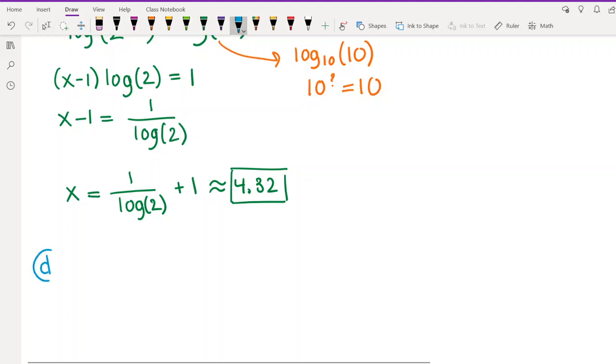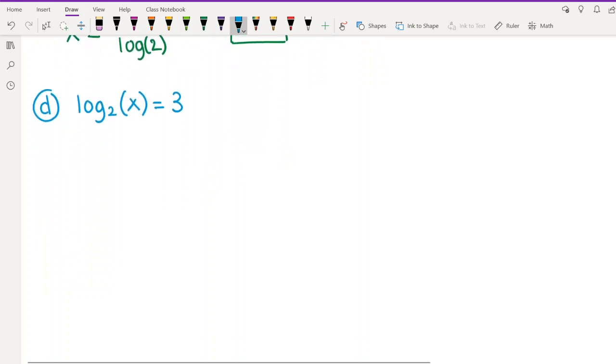Okay, so part D is a different kind of equation. So this one is now what's called a logarithmic equation. It's called a logarithmic equation because our variable is now inside of a logarithm. So really, to solve this equation, all you have to know is what does a logarithm mean? That's all you need.